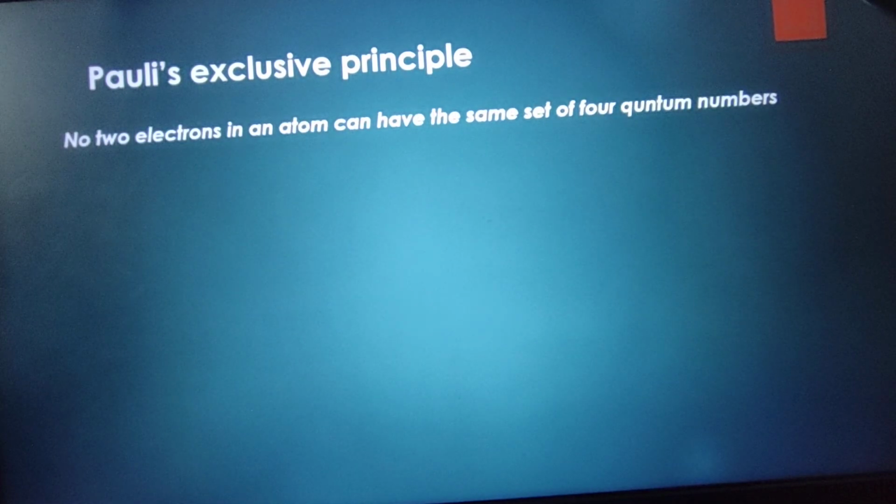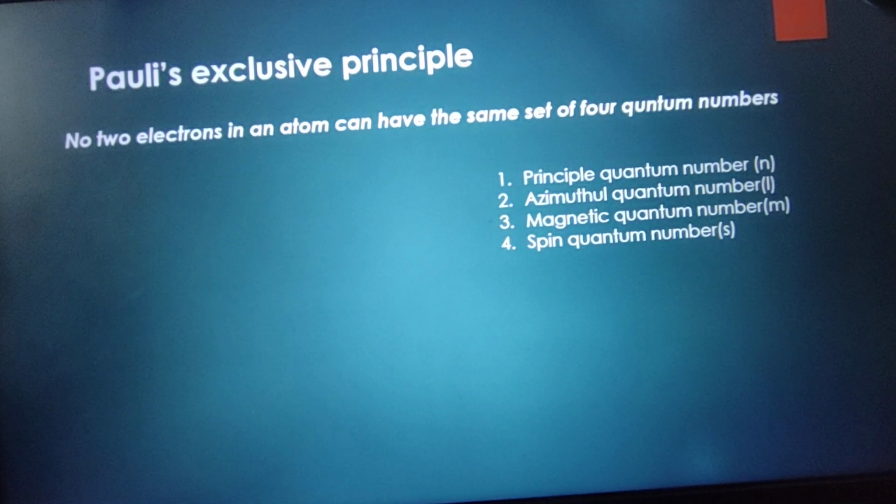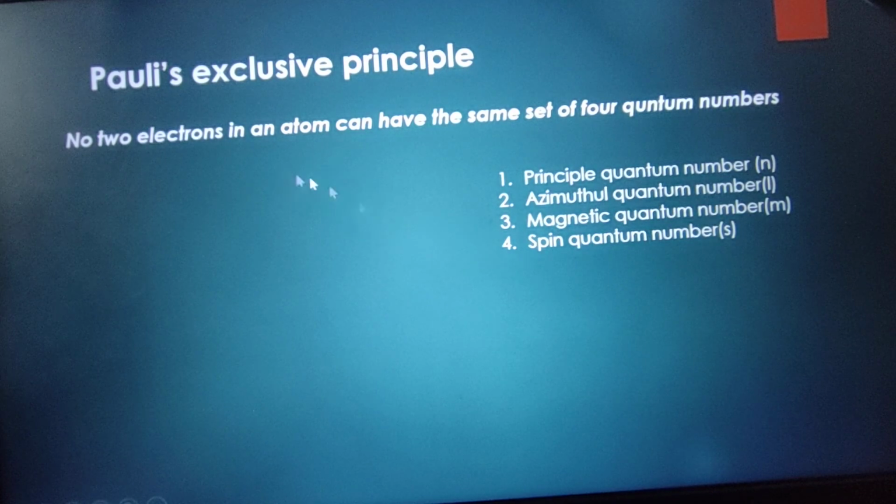According to Pauli's exclusion principle, no two electrons in an atom can have the same set of 4 quantum numbers. We all know that quantum numbers give the address of an electron, meaning in which shell, in which subshell, in which orbital the electron is present, and in which orientation, whether it is spinning clockwise or anti-clockwise. We get this information from the quantum numbers. You can also check my video on quantum numbers. I will give the link in the description box to know more about these quantum numbers. So according to Pauli's exclusion principle, no two electrons will have the same set of 4 quantum numbers.